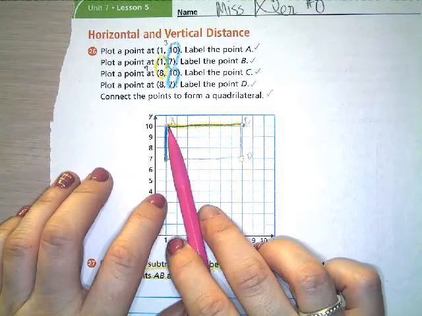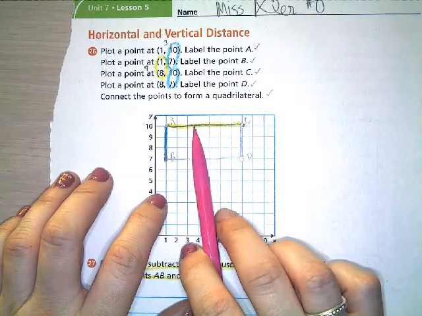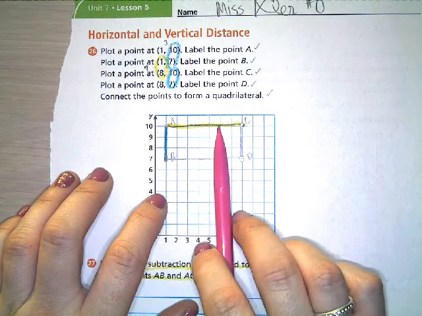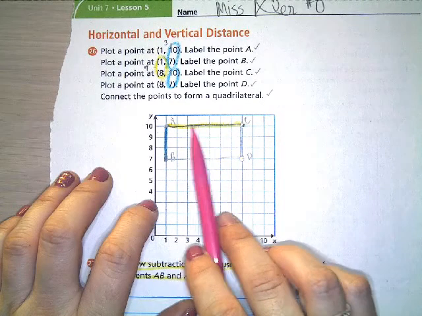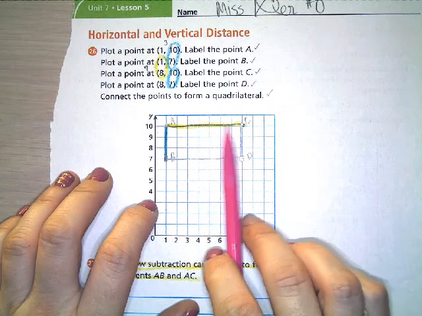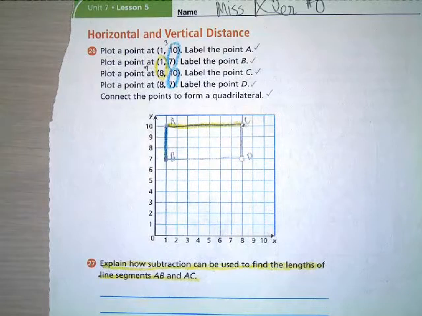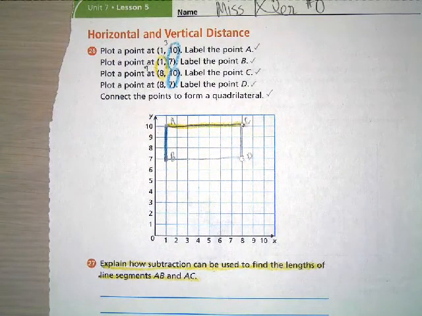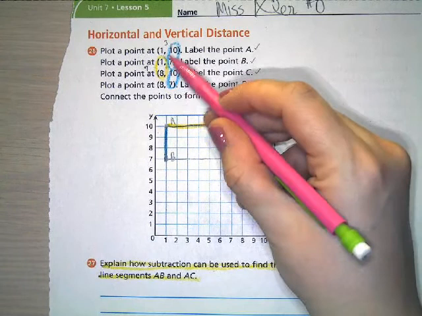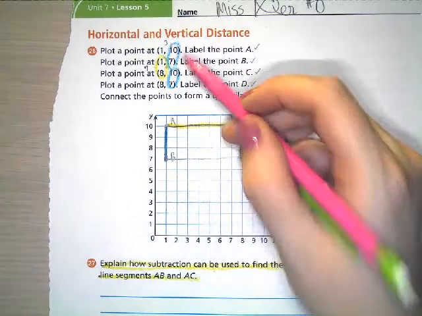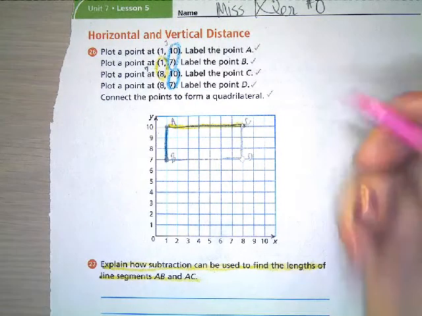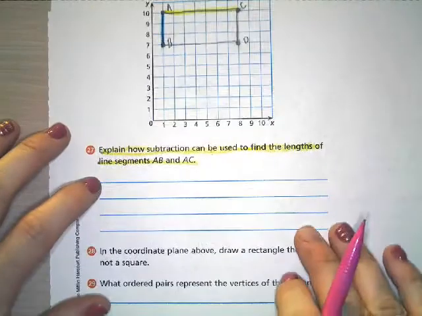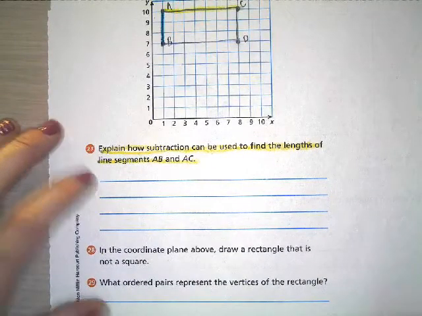From A to C, count when you make your first move. 1, 2, 3, 4, 5, 6, 7. So it really did work like that. Super interesting. So what we ended up doing was comparing our x coordinates and our y coordinates to find out what the difference was. Does that make sense to everybody?